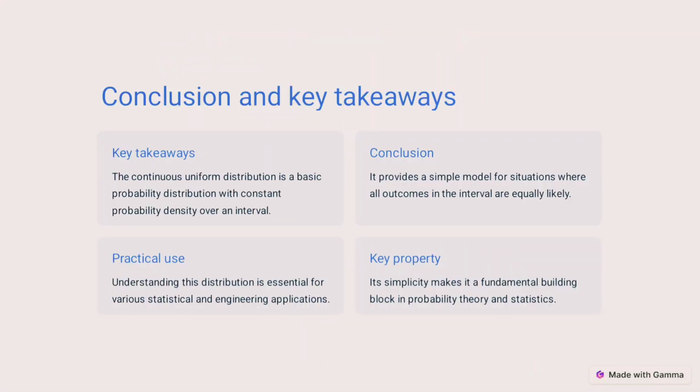Now we are at the last point, the conclusion and key takeaway. The key takeaway is that the continuous uniform distribution is a basic probability distribution with a constant probability density over an interval. That's it. Now we move to the practical uses. Understanding the distribution is essential for various statistical and engineering applications. It is used in various statistical and engineering applications.